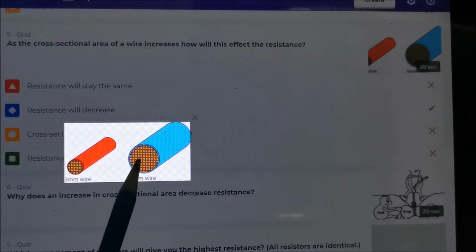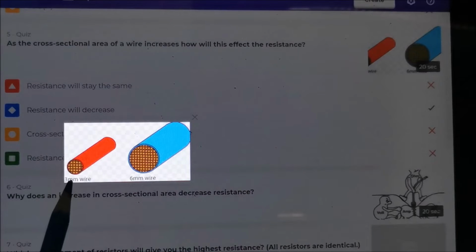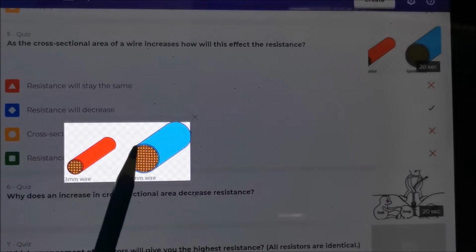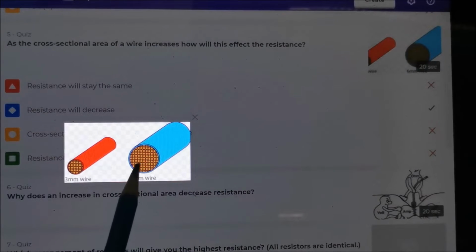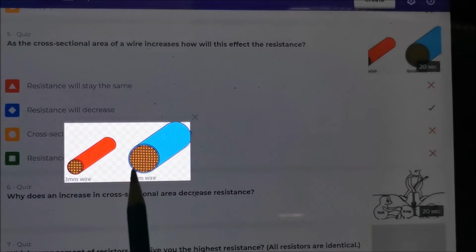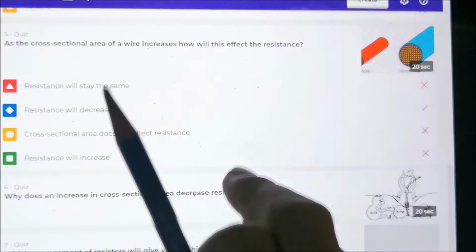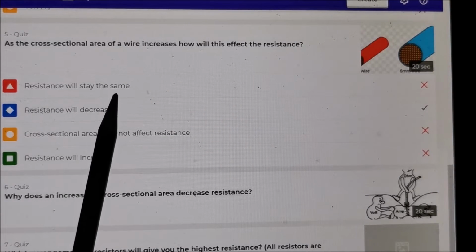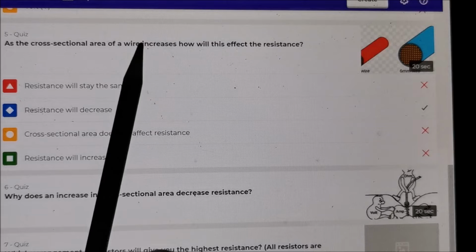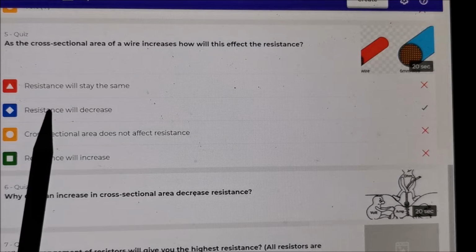Because you have more strands for the electrical charges to flow. This one has fewer strands. So the bigger the surface area, the lower the resistance, because it makes it easier to flow. You can just think of it as a bigger pipe and a smaller pipe. Resistance staying the same is not possible when the cross-sectional area increases. Resistance will decrease. So this is the answer.